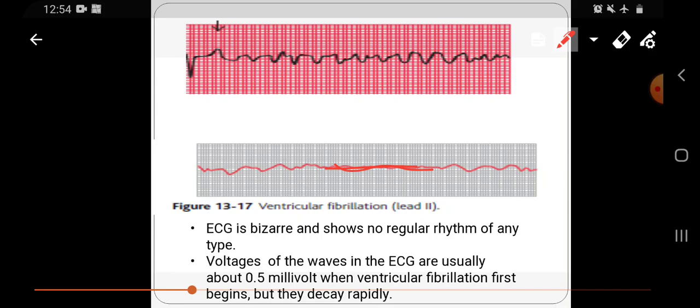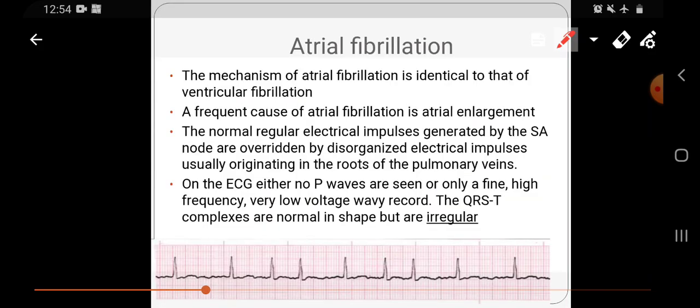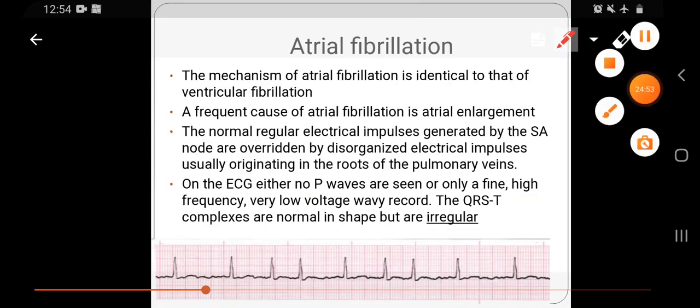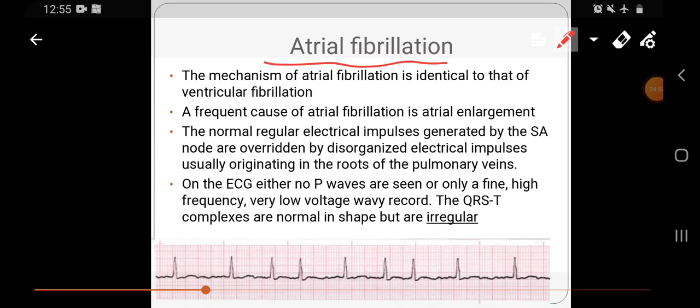Okay, so ventricular fibrillation is one of the most dangerous types of arrhythmias. It should be treated immediately. The cause for ventricular fibrillation is re-entry, phenomenon of re-entry, and you should know how it looks on the ECG. Okay. Now we will discuss atrial fibrillation.